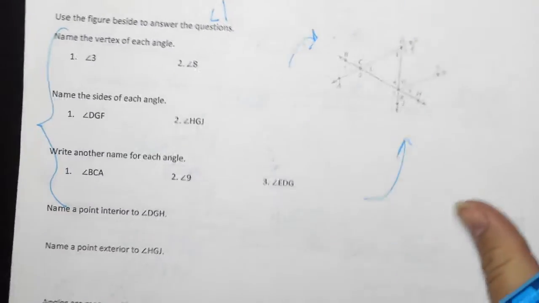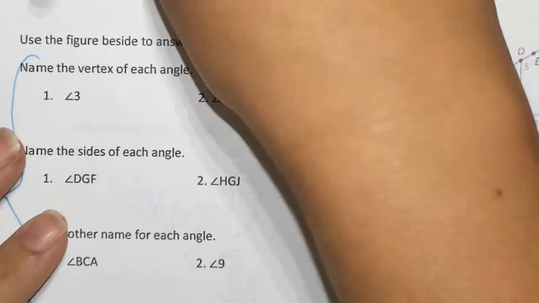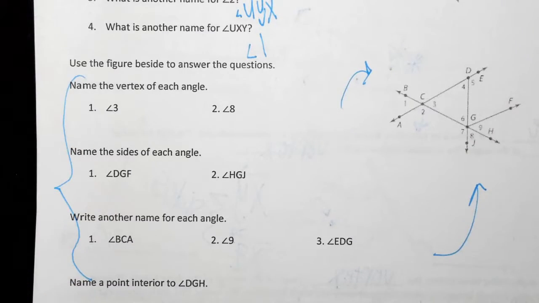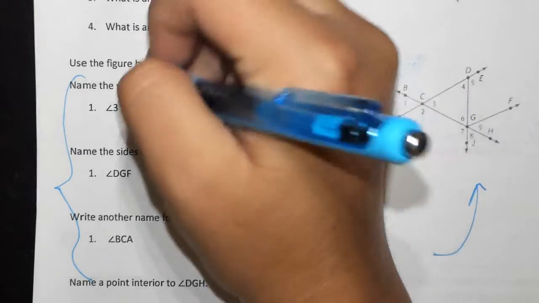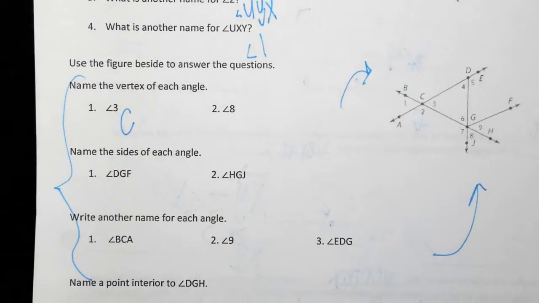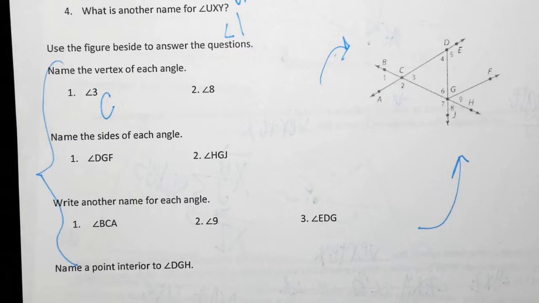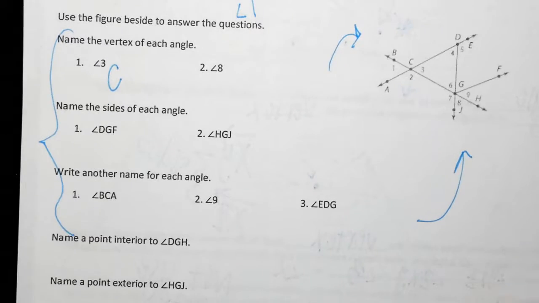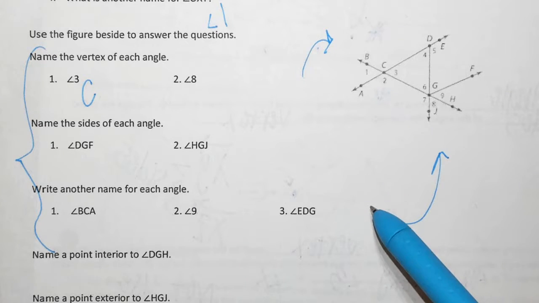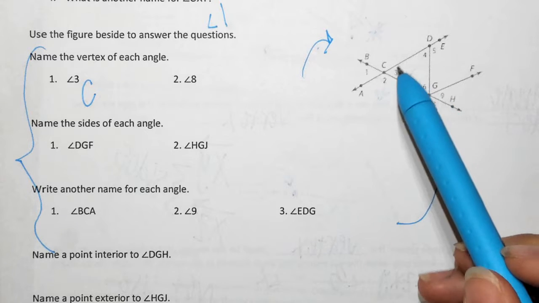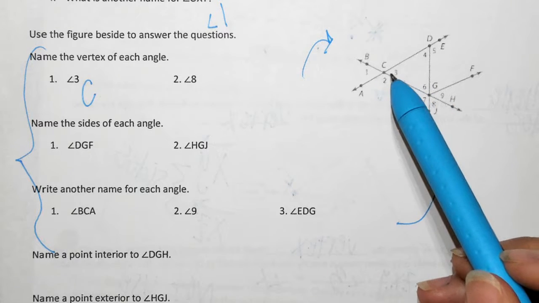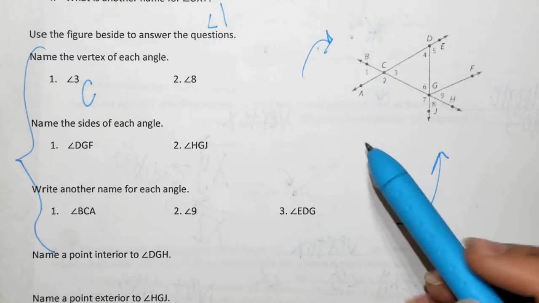All right, in your groups, Devin's group, whoever you were talking to, Devin, what did y'all say the answer to number 1 was? C. Now explain to me why y'all picked C. Well, it's C because it was angle 3. And on angle 3, the vertex of that angle is C. Very good.